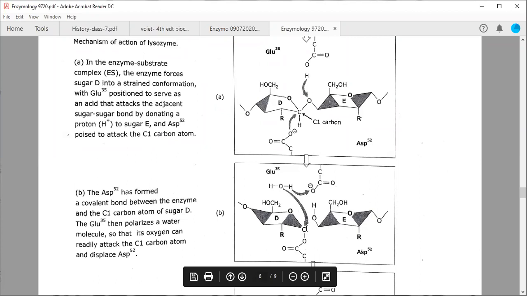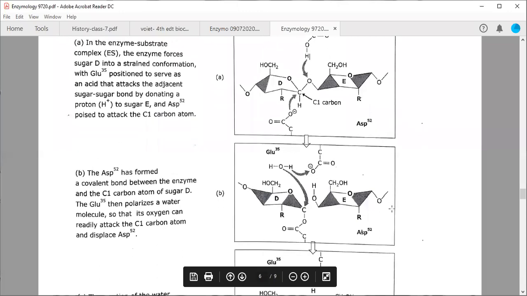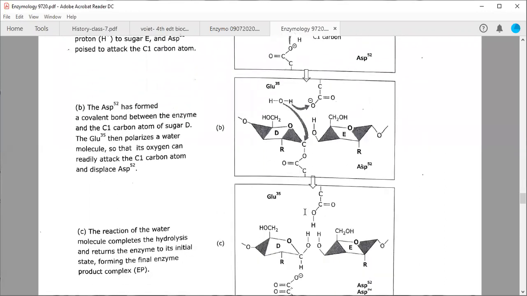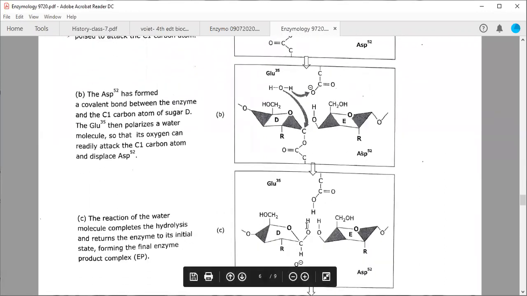To remove the product from the active site of the enzyme, and to get the enzyme back to the previous state, this bond should be broken. So once this OH is provided to this particular carbon, the valency of carbon will be completed, and that's how this OH will bind here.